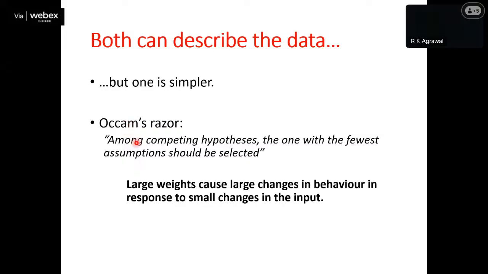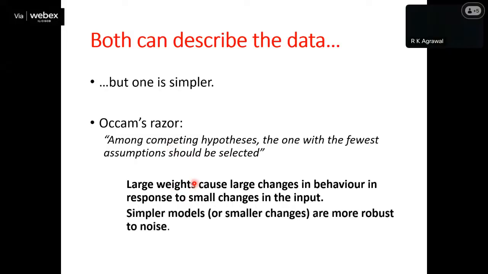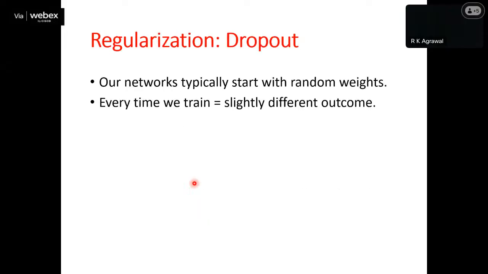Okay. This is one of the well-known practices, Occam's razor. What is that? Among competing hypotheses, means among many different models, which one to choose? We should choose the model which uses the fewest assumptions, which uses a lesser number of parameters, and at the same time these parameters should be associated with smaller values. That will allow us to develop a robust model, means robust against noise. So this was one way of regularization to control overfitting.